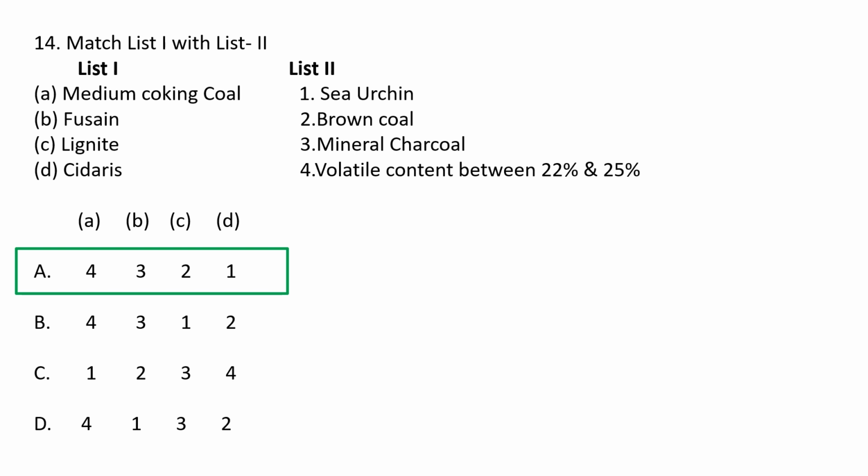So coming to the explanation, the correct answer is A. Medium coking coal is when the volatile content is between 22 and 25%. Fusain is also known as wood charcoal or mineral charcoal. And lignite is also known as brown coal. These lignite deposits occur in Neyveli of Tamil Nadu. So C2, lignite, is brown coal, and siderite is nothing but a sea urchin. So here the correct option is A. Coming to the next question.